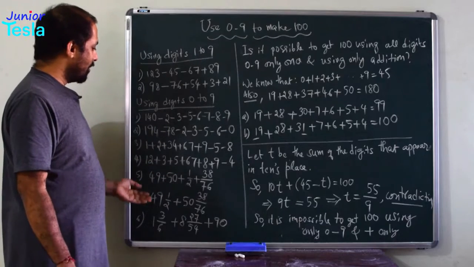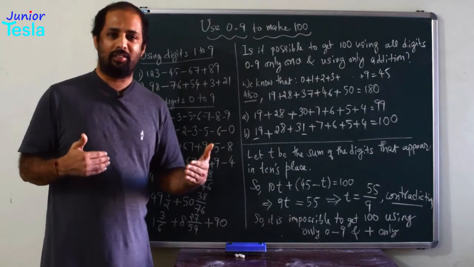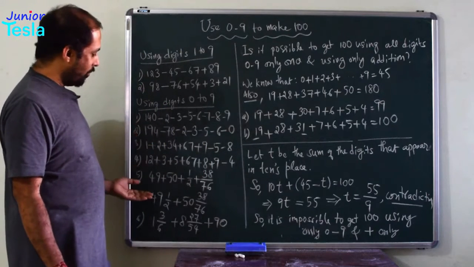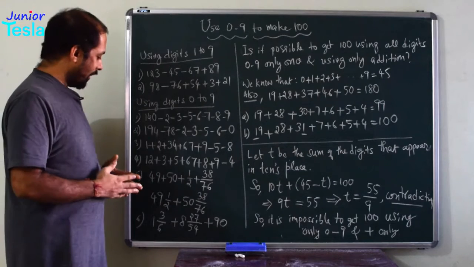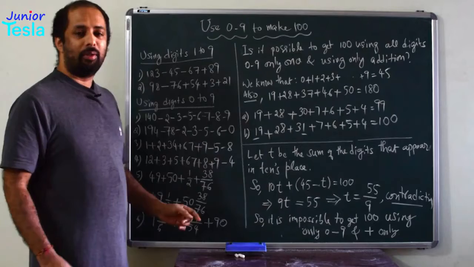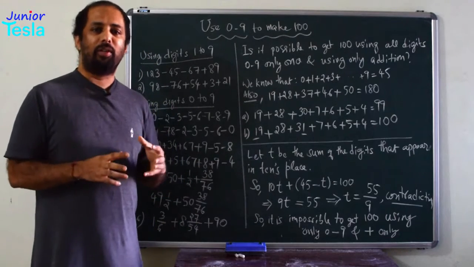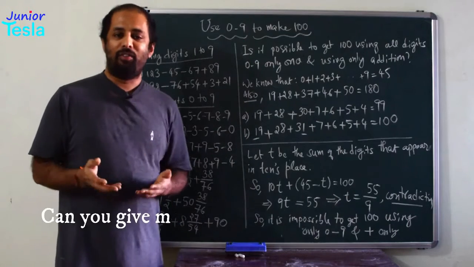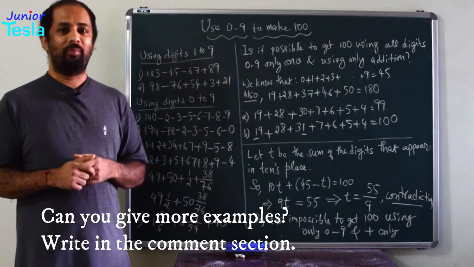So here I have taken some examples where I have used all the 10 digits from 0 to 9. So again with only some basic operations, I have involved some fractions also, some examples involving fractions like 49 plus 1 by 2 plus 50 plus 38 divided by 76, again the sum is equal to 100. So it is possible to write some expressions. These are not the only examples. If you are interested, you can pause the video and you can find some more examples on your own.